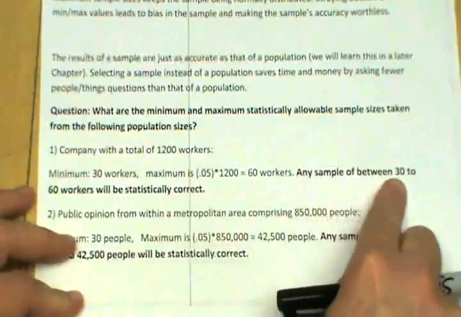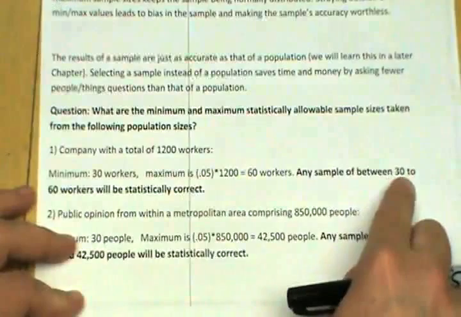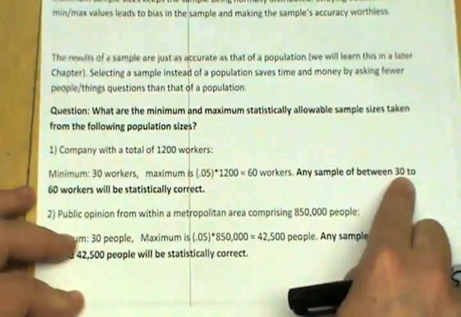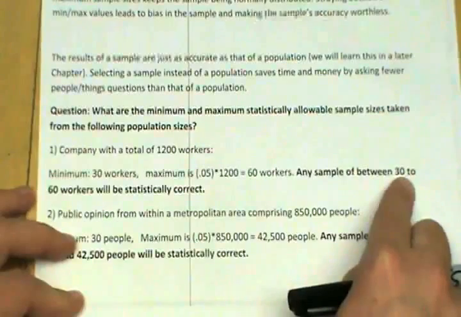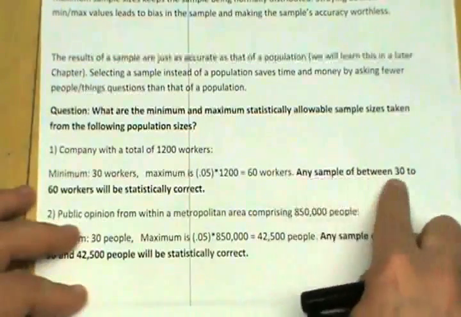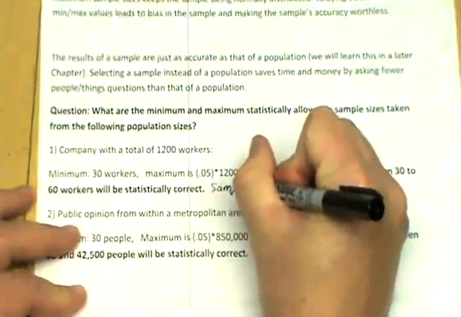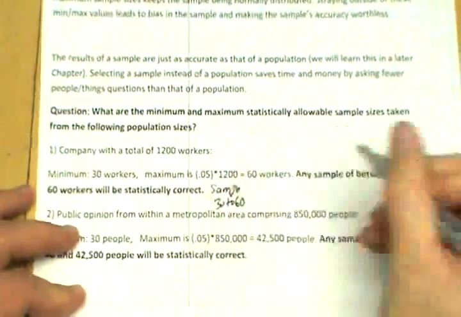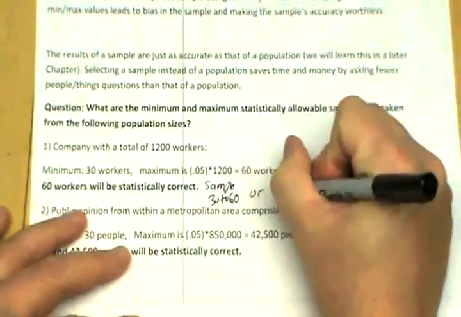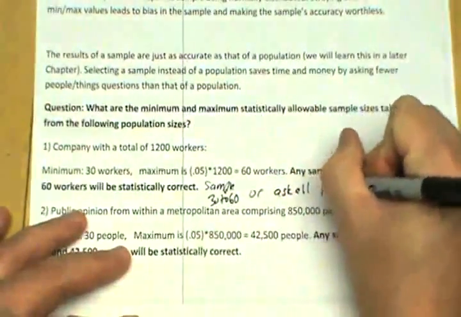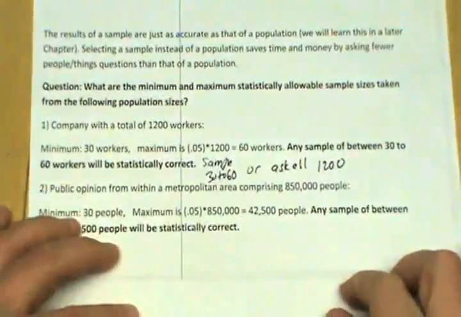Again, 30 is okay, but 35 is better. 40 is better than 35, 50 is better than that. All the way up to 60 would be the best sample size. Now you have a choice. Either conduct a sample within this range, so sample anything 30 to 60, or ask all 1,200. Those are your choices. There is no other choice.